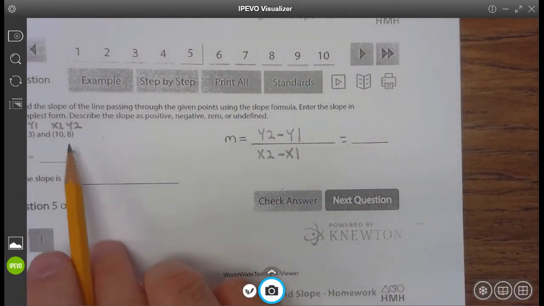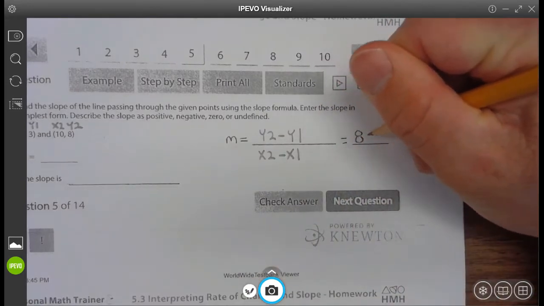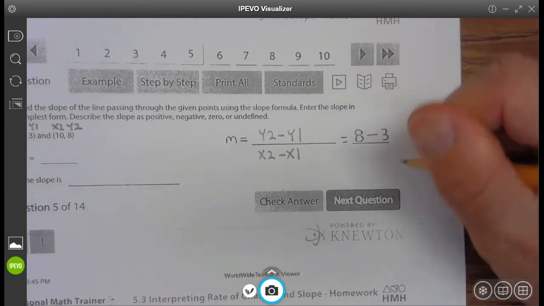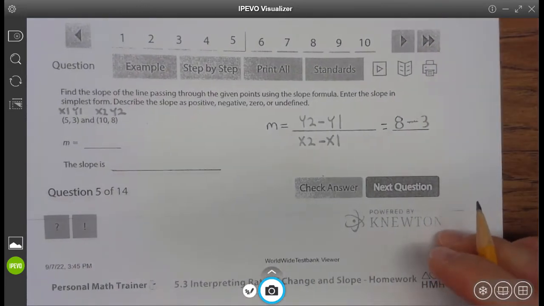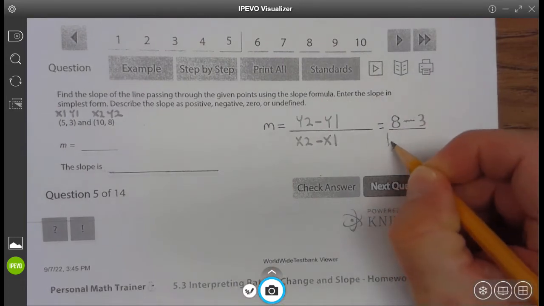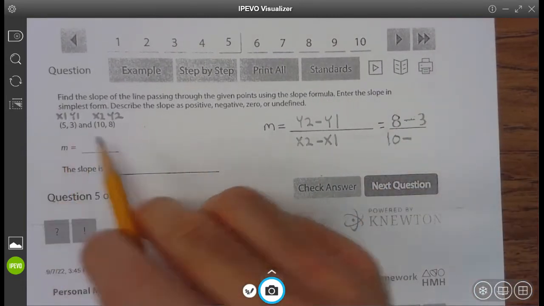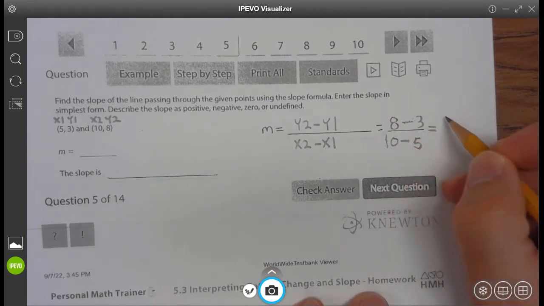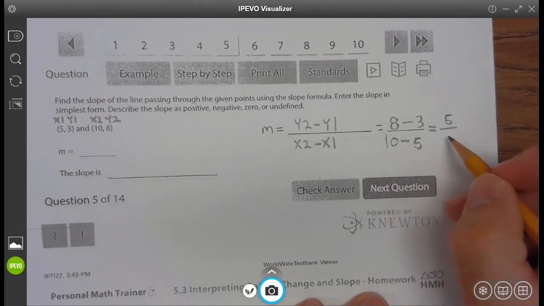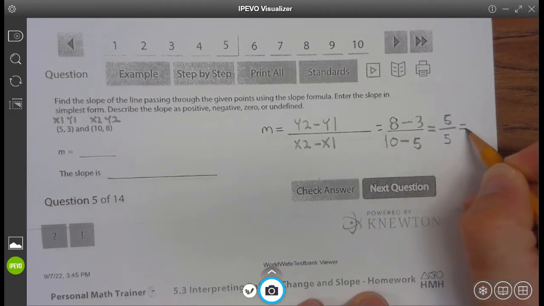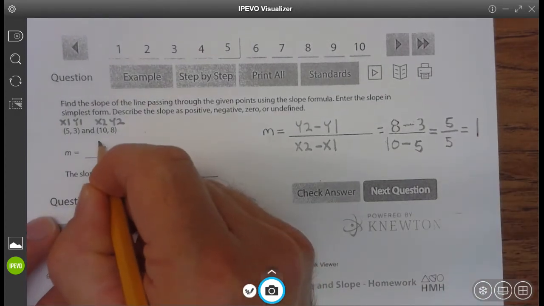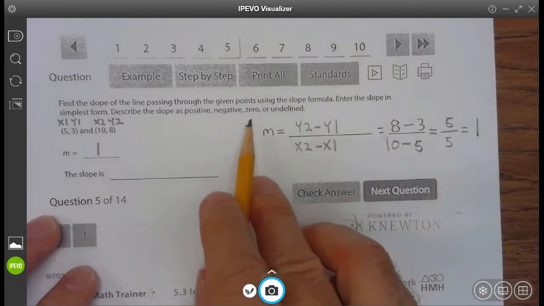Okay, so the y2 is 8, so we have 8 minus the y1 is 3 divided by the x2 is 10 minus the x1 is 5. Well, 8 minus 3 is 5 divided by 10 minus 5 is 5. 5 divided by 5 is 1. So m equals 1. So the slope is positive.